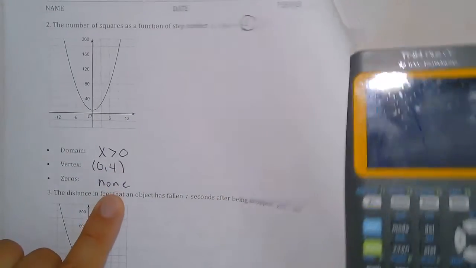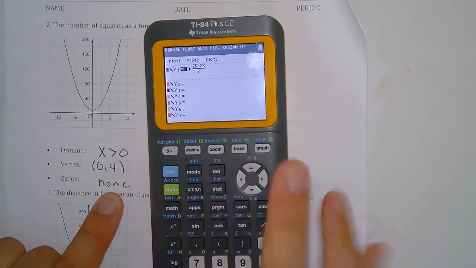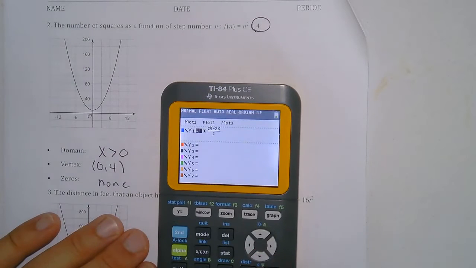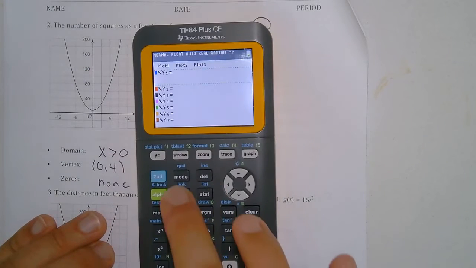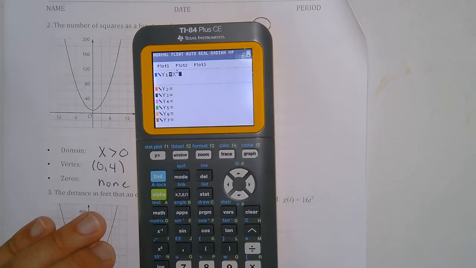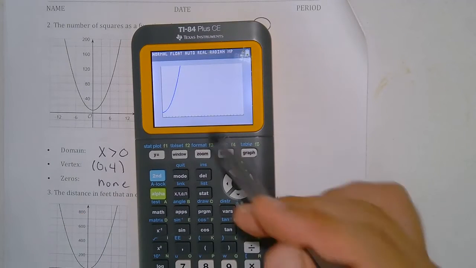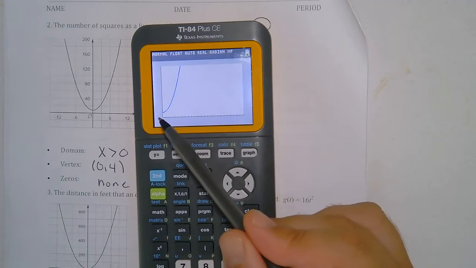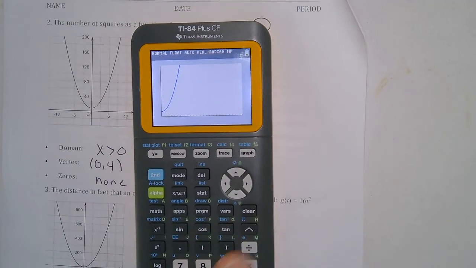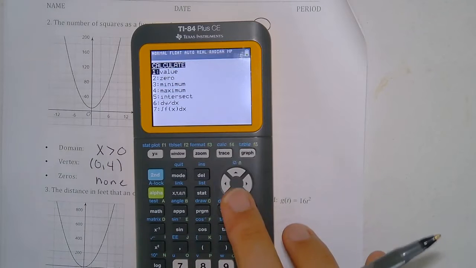So if I just want to verify that y-intercept, what we can do is put that function in. So I put in x squared plus 4. So x and then squared and then plus 4. I graph it. And you notice we only have the positive values because my domain is set to be bigger than 0. And what I can do is calculate.